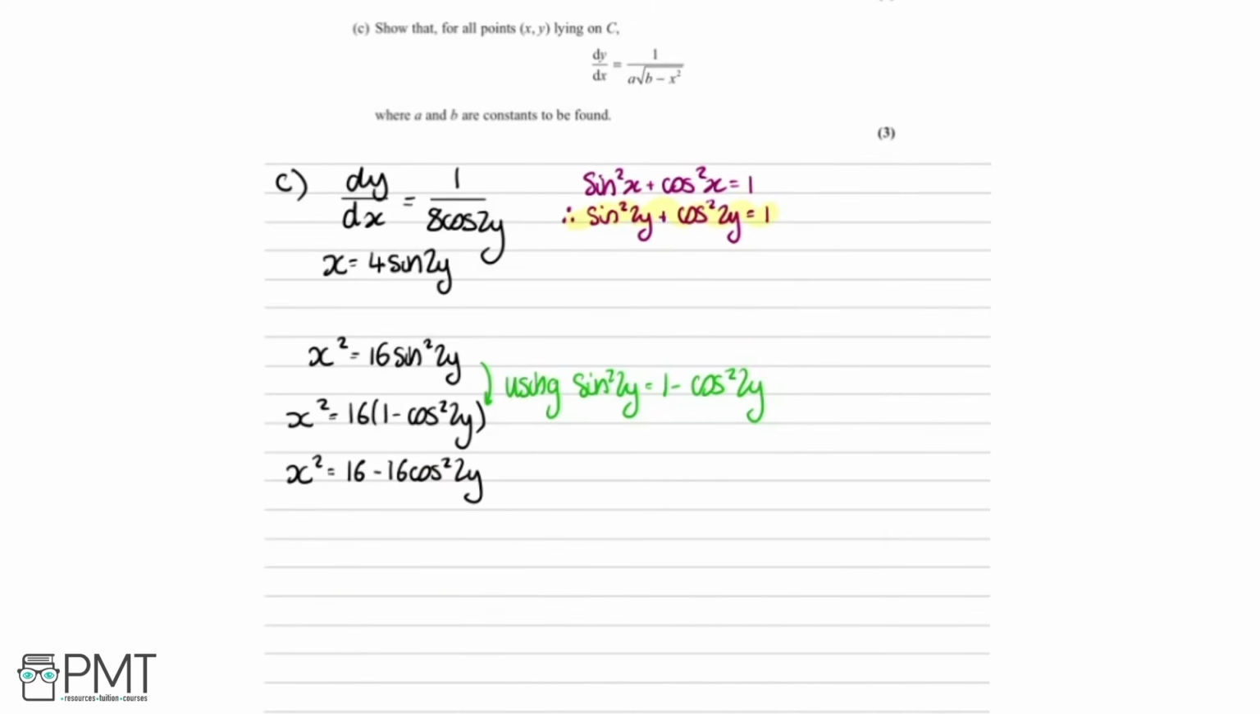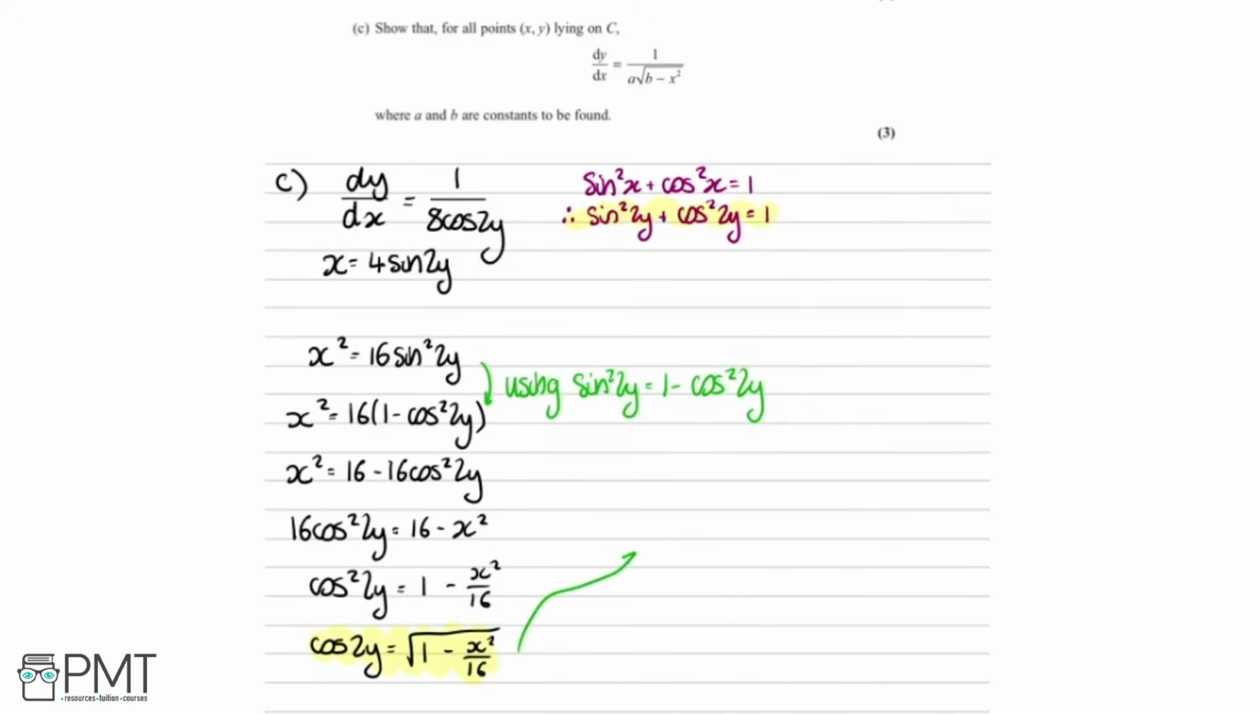What I'm now going to do is try and make cos squared 2y the subject. So I'm going to add 16 cos squared 2y to both sides and take away the x squared. So we get 16 cos squared 2y equals 16 minus x squared. If I just divide by the 16, we'll get 1 minus x squared over 16. And if I square root both sides, I'm going to get that cos 2y equals the square root of 1 minus x squared over 16. It's fantastic because we've now got an expression for cos 2y.